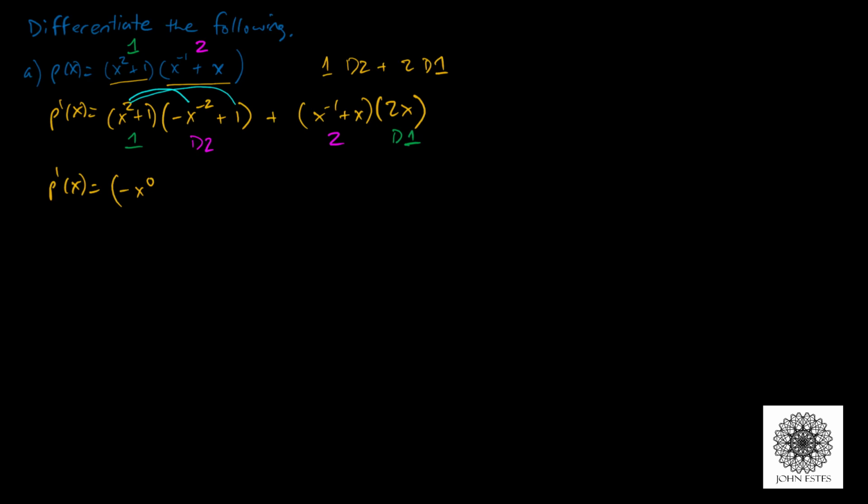And then I have the outside terms. So I have an x squared times 1, so it gives me an x squared. On the inside, I have a negative x to the negative 2. I cannot add these two middle terms together. And lastly, I have a plus 1.